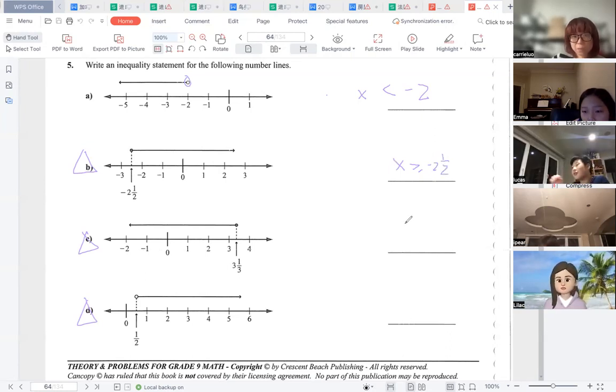Number C. X is smaller or equal to 3 and 1/3. Very good. Last one, number D, Emma. X is bigger than 1/2. X is bigger than 1.5.